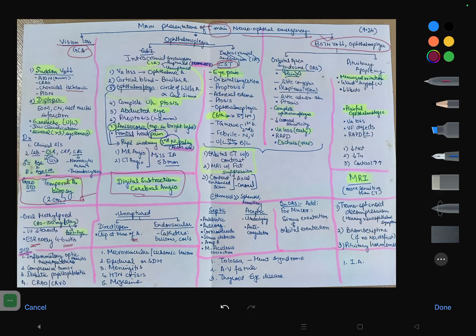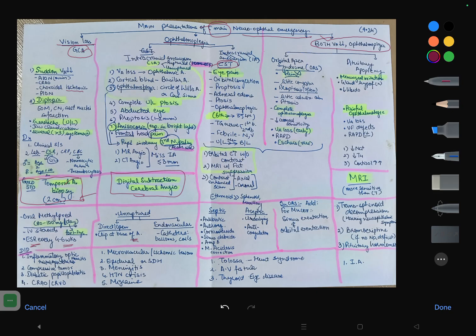And in cavernous sinus thrombosis, what investigations can be done? We can do orbital CT without contrast and MRI with fast fat suppression. And the contrast enhanced scan has to be done both in axial view and the coronal view. Mostly in cavernous sinus thrombosis, ethmoid is involved more than sphenoid and maxillary. Cavernous sinus thrombosis can be septic or aseptic.